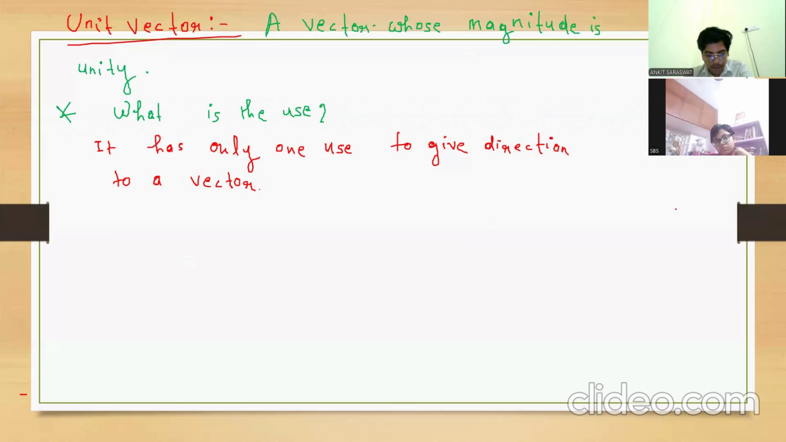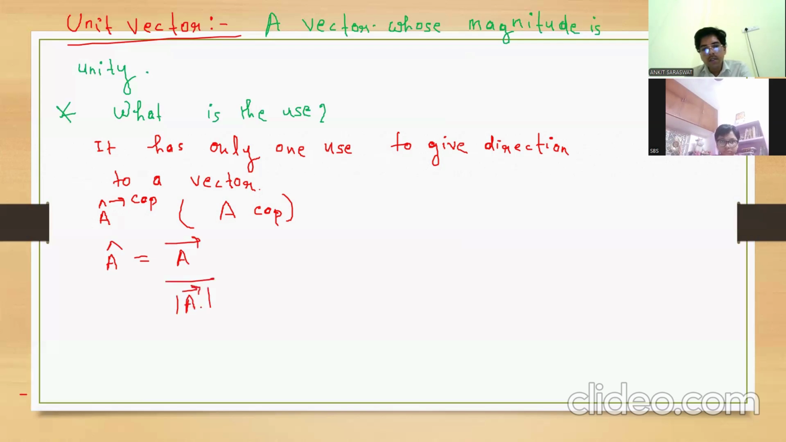Since it is a special vector, it is denoted like this: A vector with a cap, A cap. How to read A cap? Since it is special, we are using a cap. The formula for A cap is the given vector divided by its modulus, mod A. Clear? Any doubt up to this?